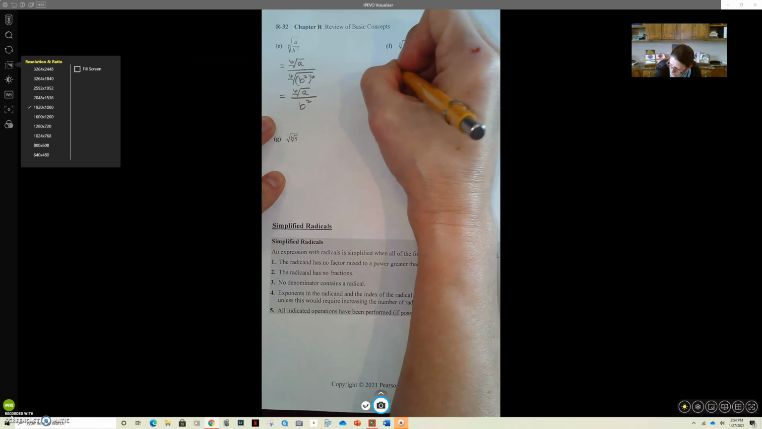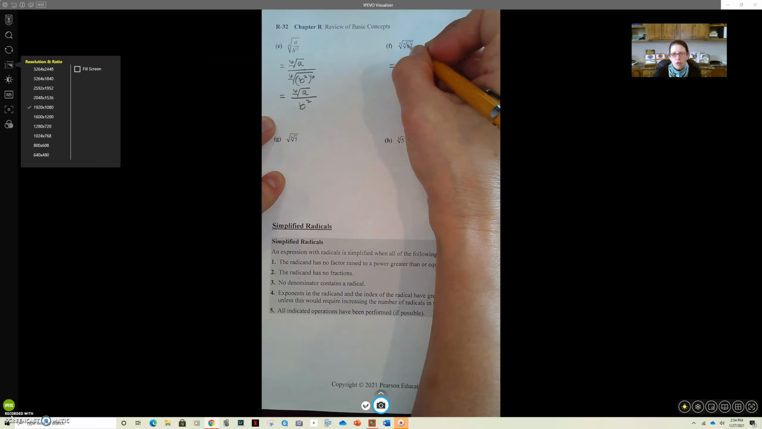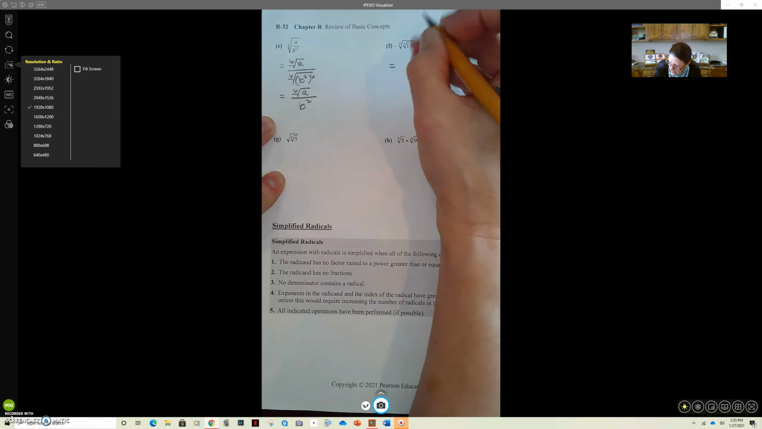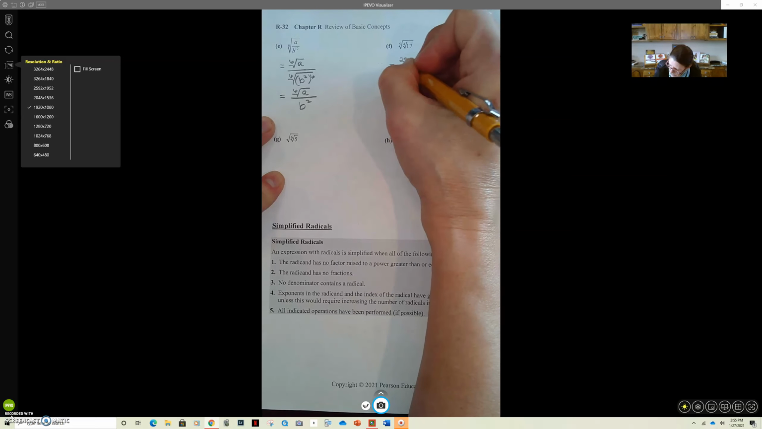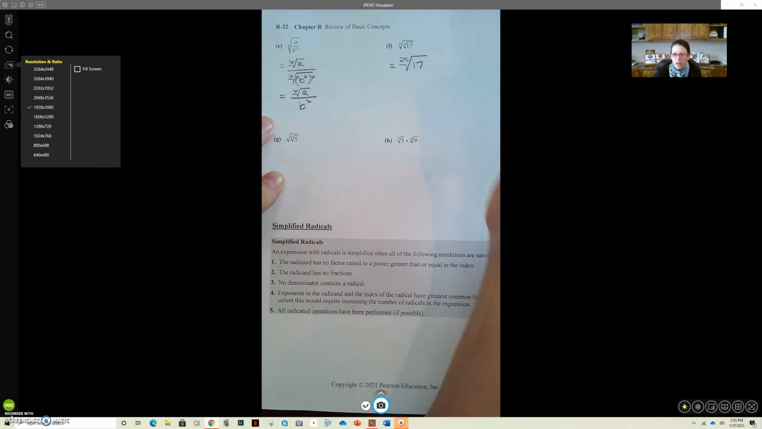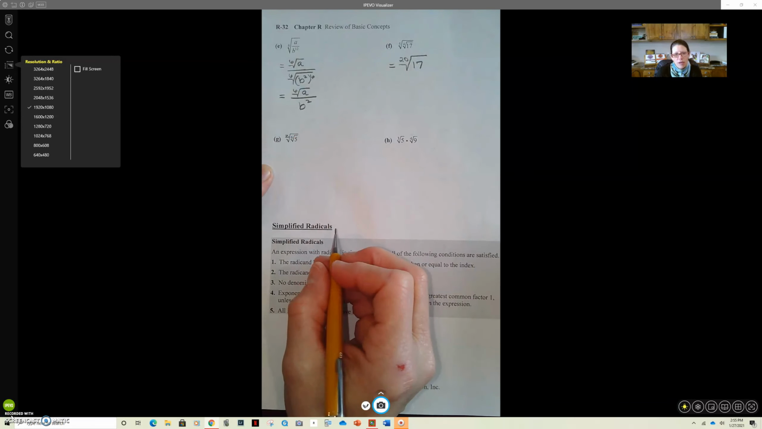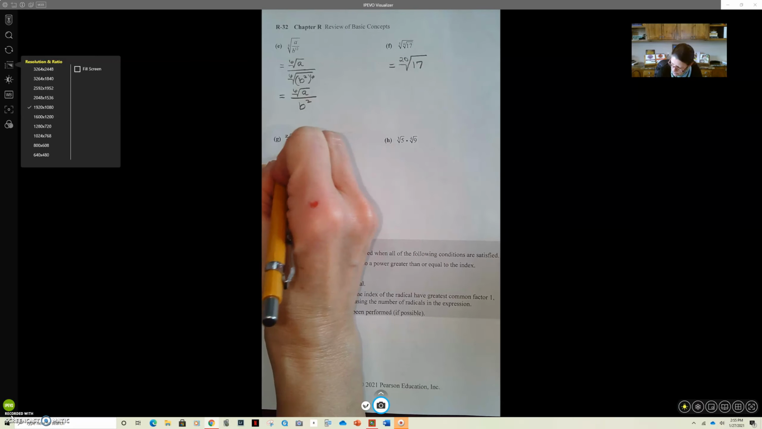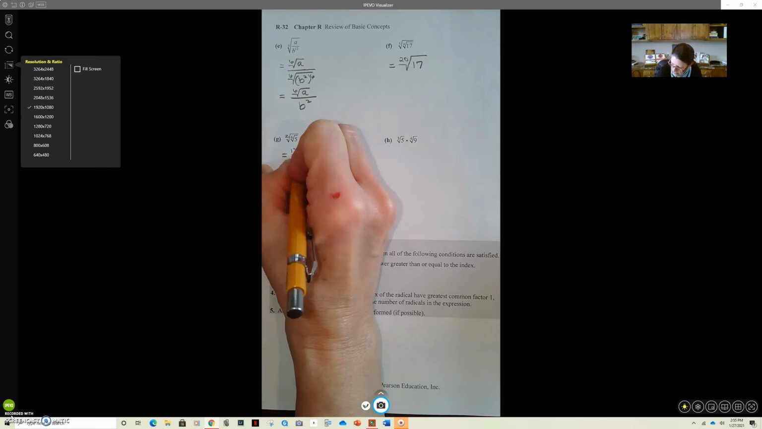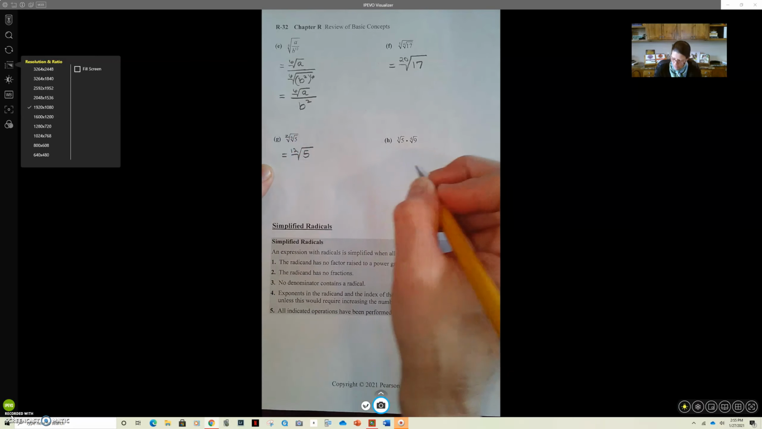In part F, we've got a 5th root of a 4th root. If we multiply those indexes, we can write that as the 20th root of 17. In part G, that's a square root of a 6th root, and 2 times 6 is 12, so we can write this as a 12th root of 5.